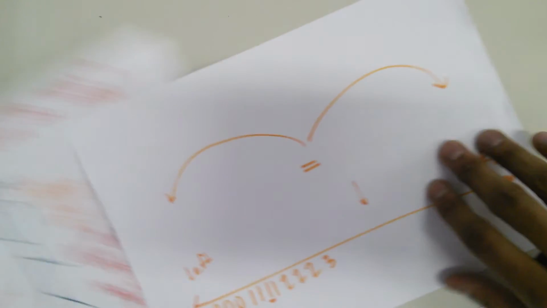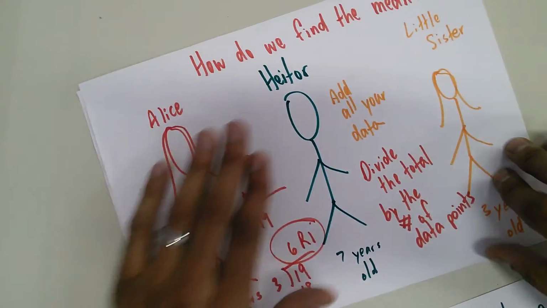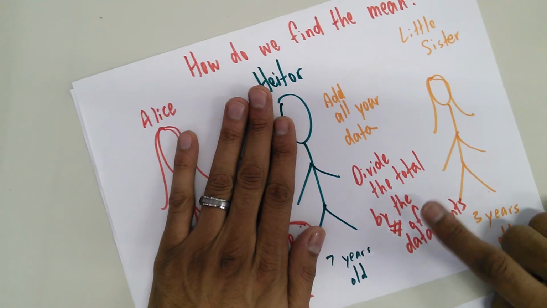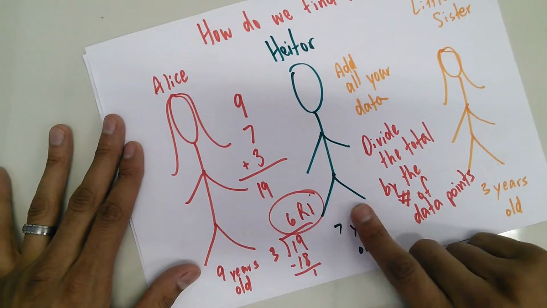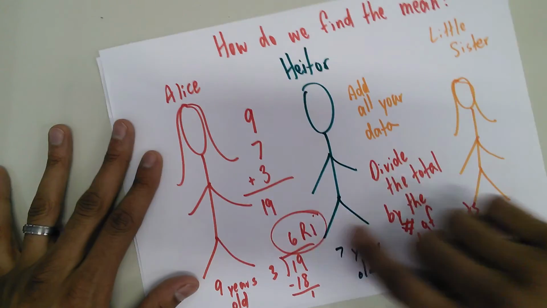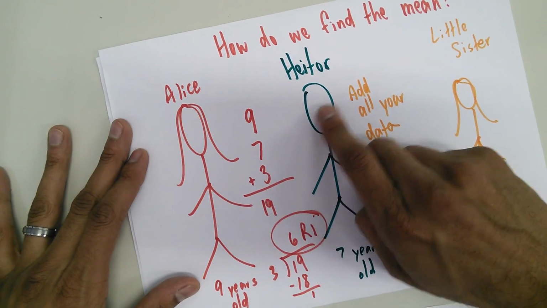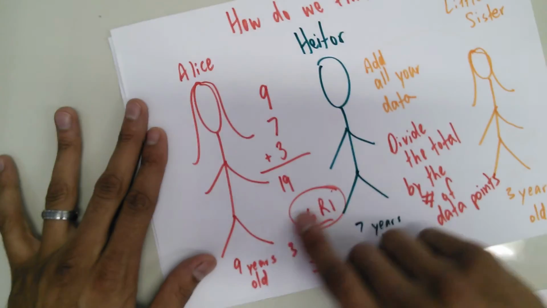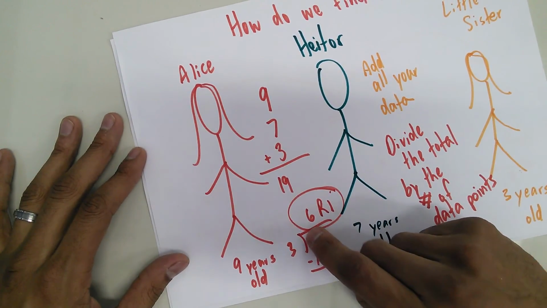Then, how do we find the mean? Well, the mean is a number that's equally distant from all the other numbers. We do that by first adding all your data, then dividing by the total number of data points. So I add Alice's 9 plus Aitor's, I think, 7 plus Alice's little sister's 3 years. Then I get 19. I divide my total by my number of data points. 1, 2, 3. 19 divided by 3 is 6. Remainder 1. So my mean is 6.